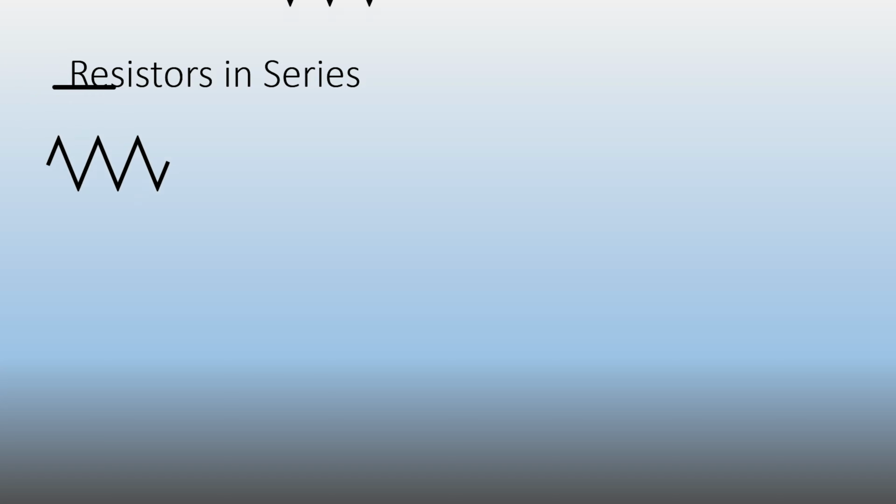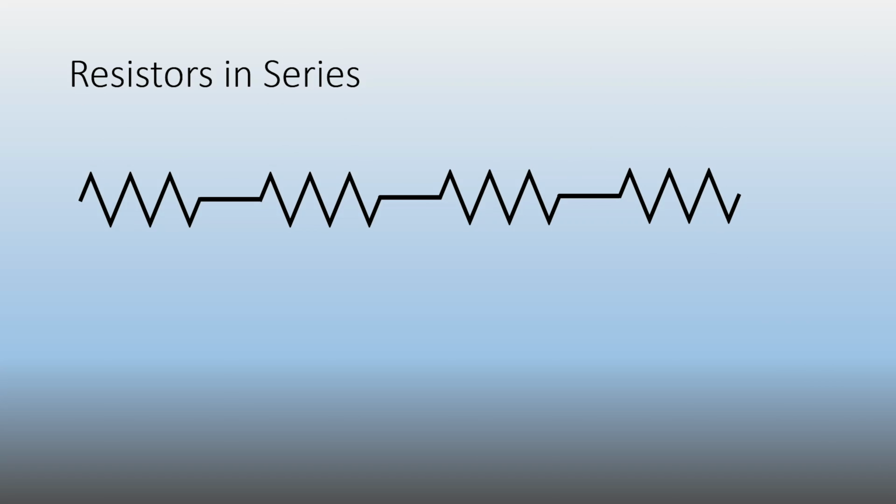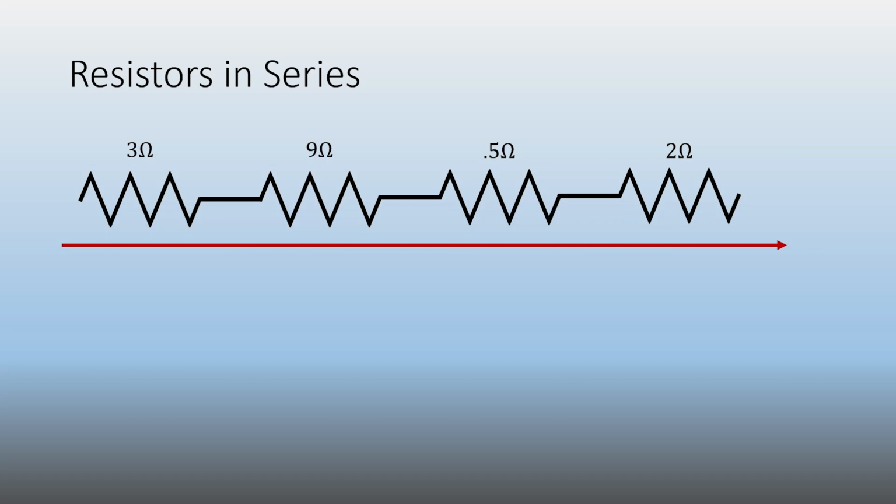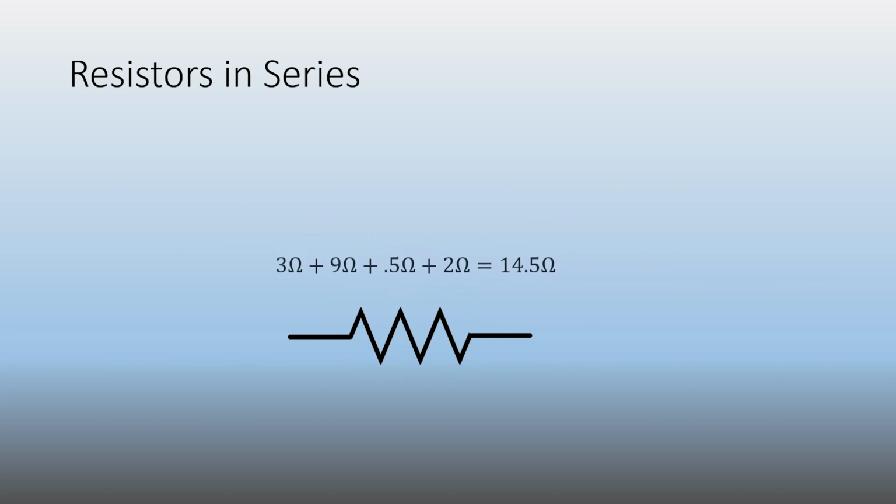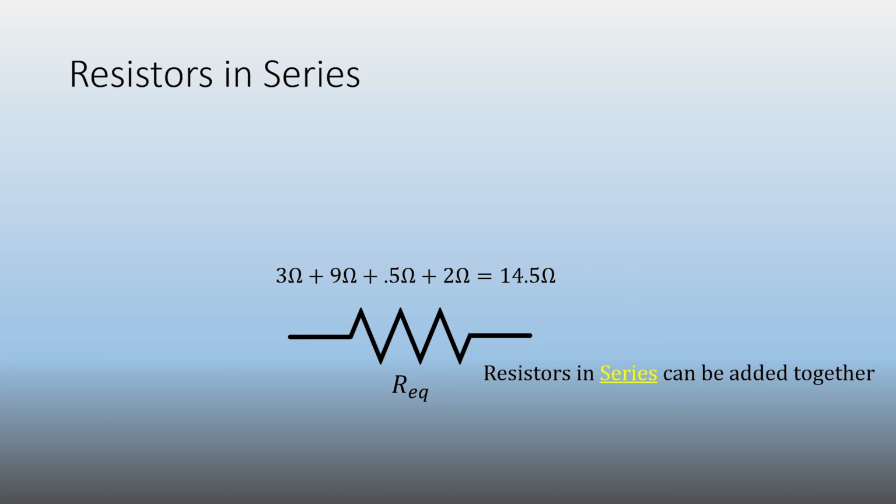Some circuits will have many more resistors. In this case, we are looking at 4 resistors with different values. As long as the resistors are in series, or rather the current traveling through them has only one direction to go, we can add them together for a total equivalent resistance. In this case, 14.5 ohms. We label this new resistance Req for equivalent. Here is the takeaway. Resistors in series can be added together. The equation for this is Req is equal to R1 plus R2 plus Rn, where Rn is the nth resistor.